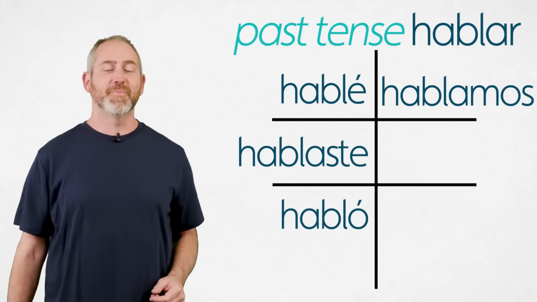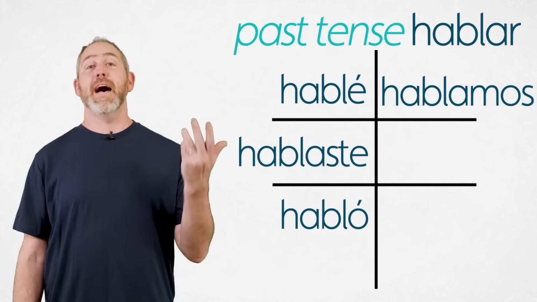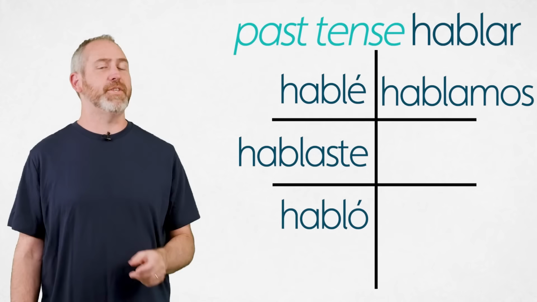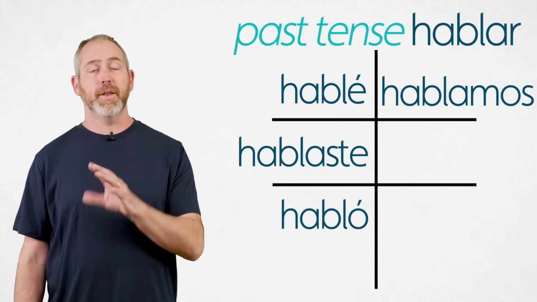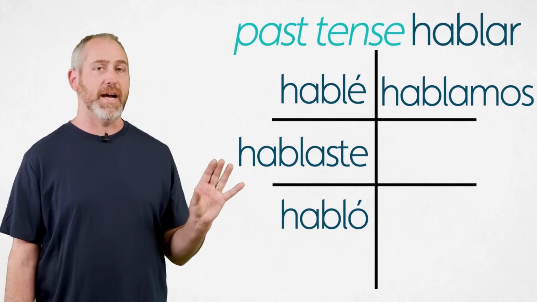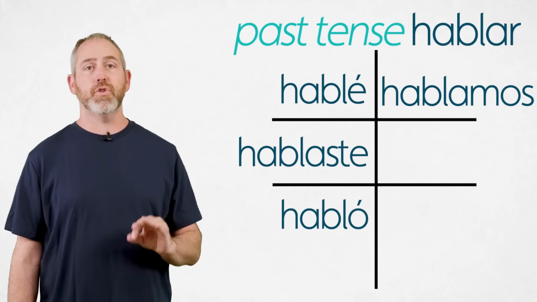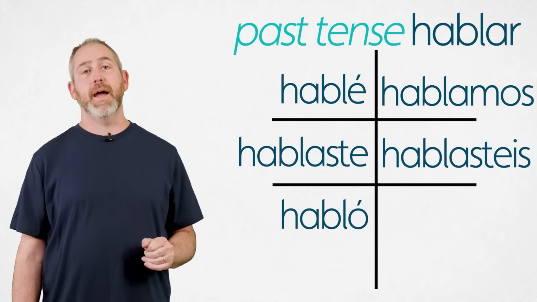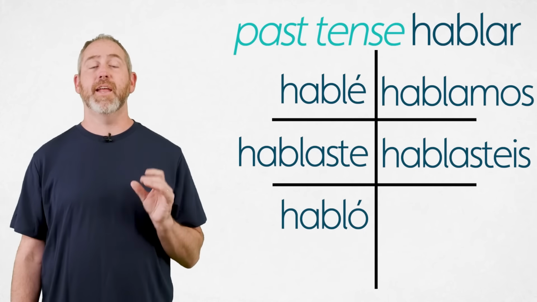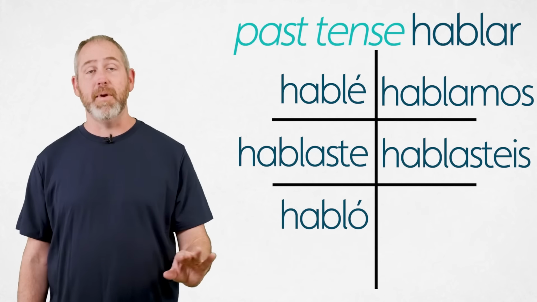All right. Now, look at the top right here, the nosotros form. We're going to do it just like we do in present tense. Nosotros hablamos. All right. We bet you have that one down already. Now, let's go to the vosotros form. All right. We've got aste. We move it over. Asteis. So we have vosotros hablasteis. Okay. And then down at the bottom right, we have ellos, ellas, and ustedes hablaron.